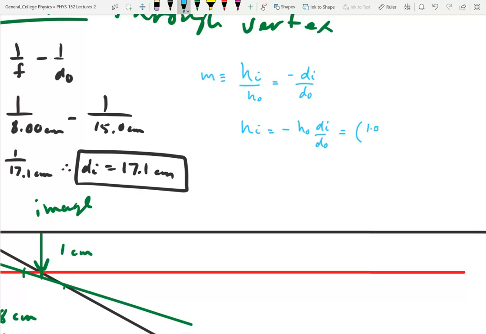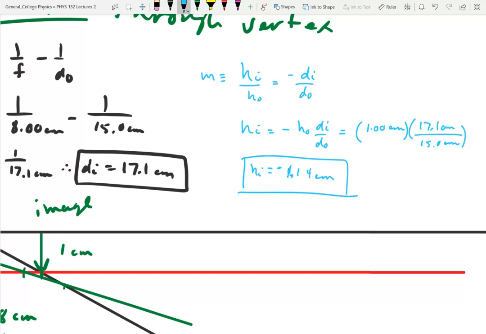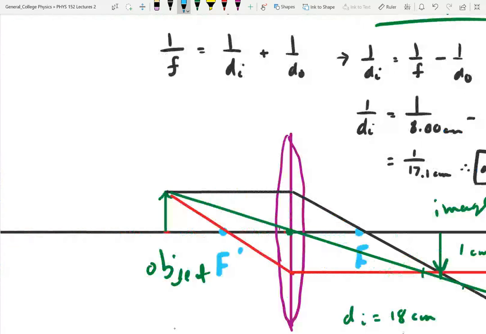Height of the object was 1.00 centimeters. Distance image 17.1 centimeters. Distance object 15.0 centimeters. And I have the height of the image equals minus 1.14 centimeters. So that one's a little bigger off, right? That's 14% off, whereas the first one was a smaller percentage error. So that's one of the 3 options I gave you.